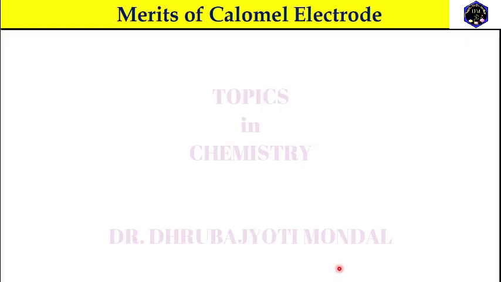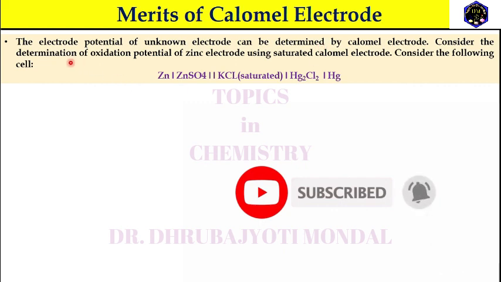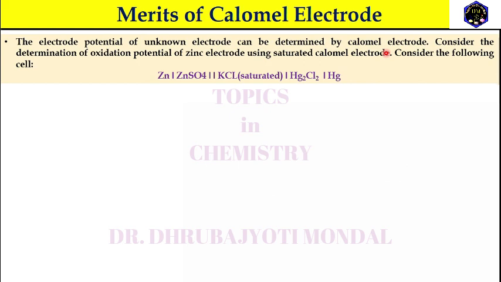Next, you have to know what the merits of the calomel electrode are. The electrode potential of an unknown electrode can be determined by the calomel electrode. Consider the determination of the oxidation potential of a zinc electrode using the saturated calomel electrode. Now you have to measure the oxidation potential of the zinc electrode using the saturated calomel electrode.